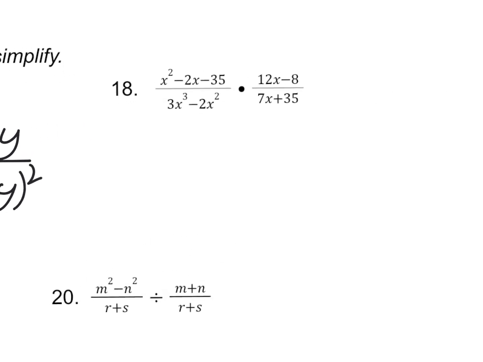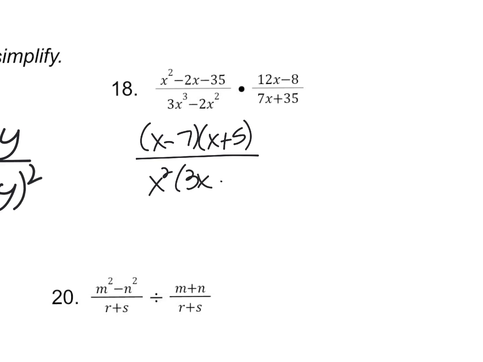18, same kind of deal. Going to factor as much as I can, cancel as much as I can. So my numerator is going to be x minus 7 and x plus 5. That's my numerator. The bottom, I'm taking out an x squared. If I pull out the x squared, it leaves me a 3x minus 2.